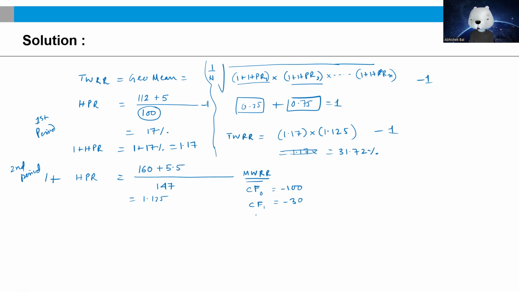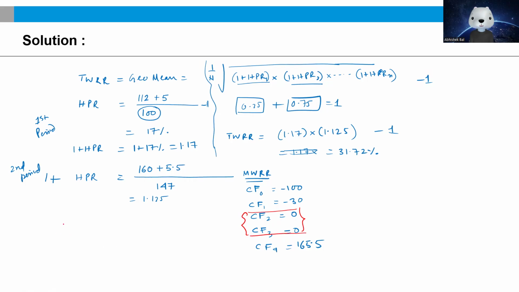Now one more aspect that I need to tell you is CF2 should be 0, CF3 should be 0, and CF4 should be 165.5. Now I know that out here you would be surprised about the introduction of CF2 and CF3. Where did this come from? Well, this is another difference between the TWRR and MWRR return measures.